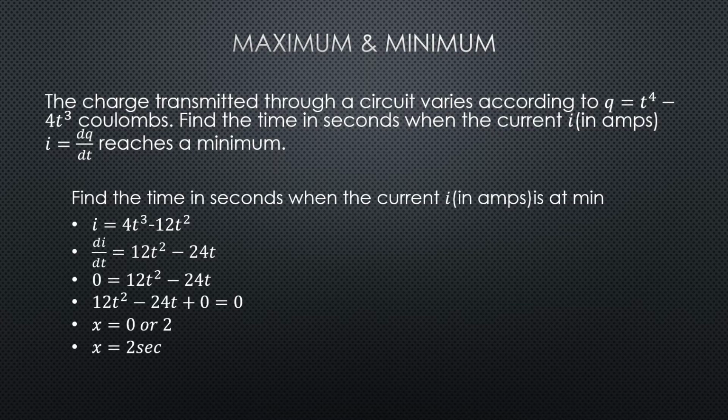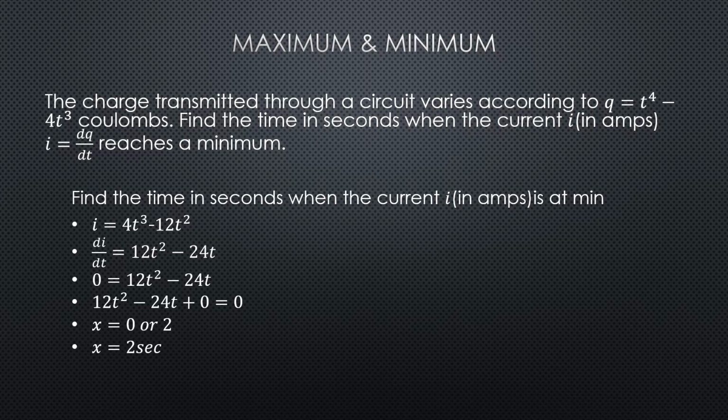The question is to find the time in seconds when the current is at the minimum. We've got our I in terms of time, so we're looking for time and we're looking for current at a minimum. So now we're going to take another derivative. We're going to take the derivative of I in terms of t, and then set that to 0, because we know that should be our minimum when our slope is equal to 0.